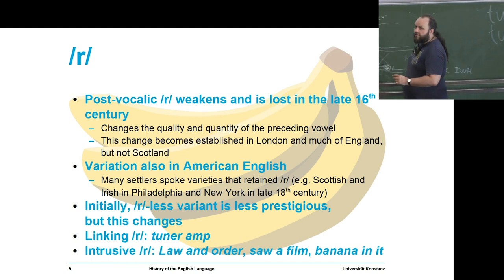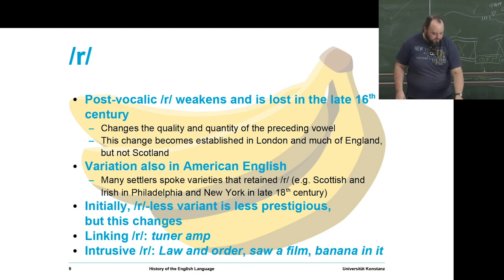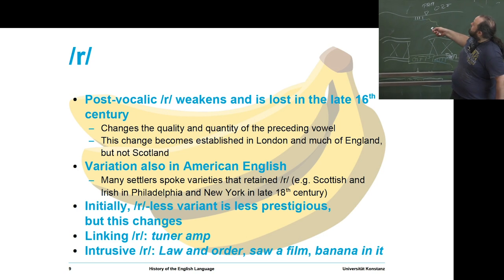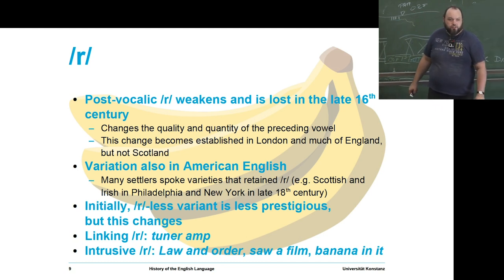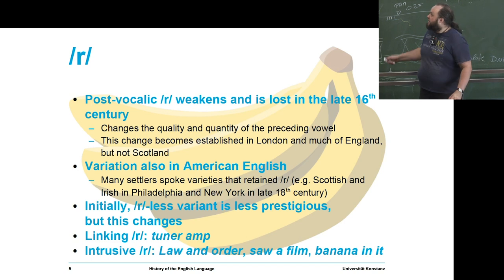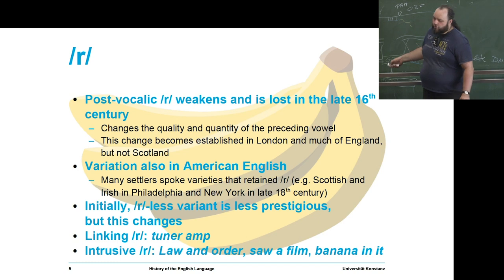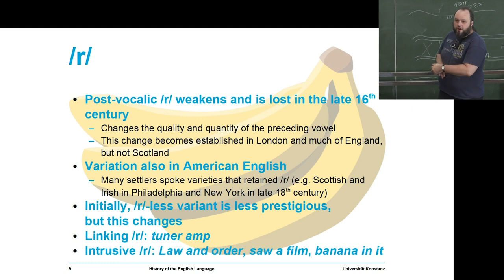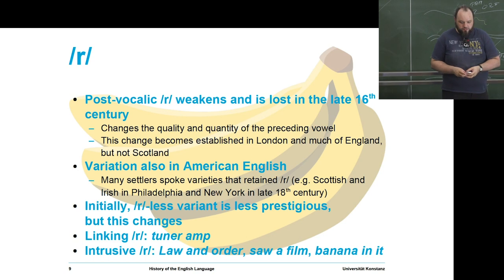But if you have something after the vowel, if you have two vowels next to each other, as in the case of these two words, this would be, on its own, tuna, and this would be amp. If I say them together, it would be a tuner amp. So the R comes back, or rather it's preserved in this particular context. This is called linking R. It's the R that you find where there would historically be an R, and it emerges in this vowel initial context.